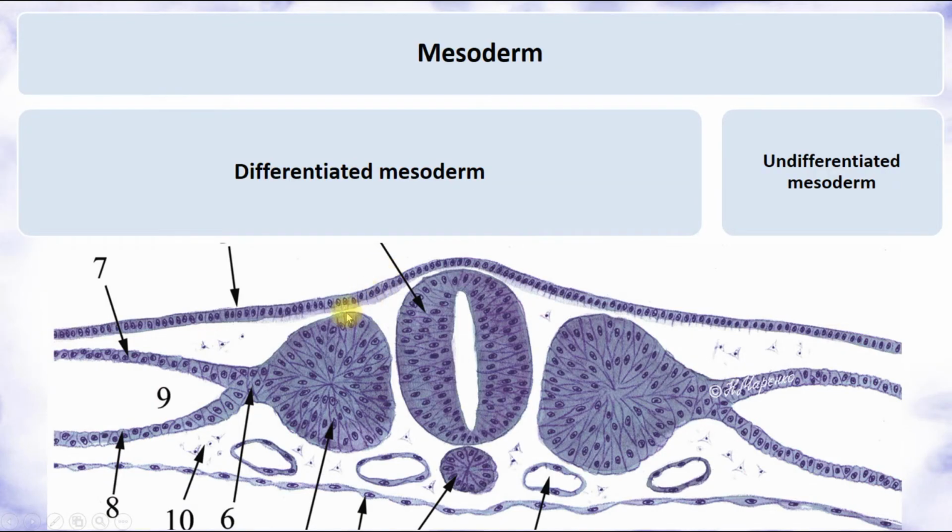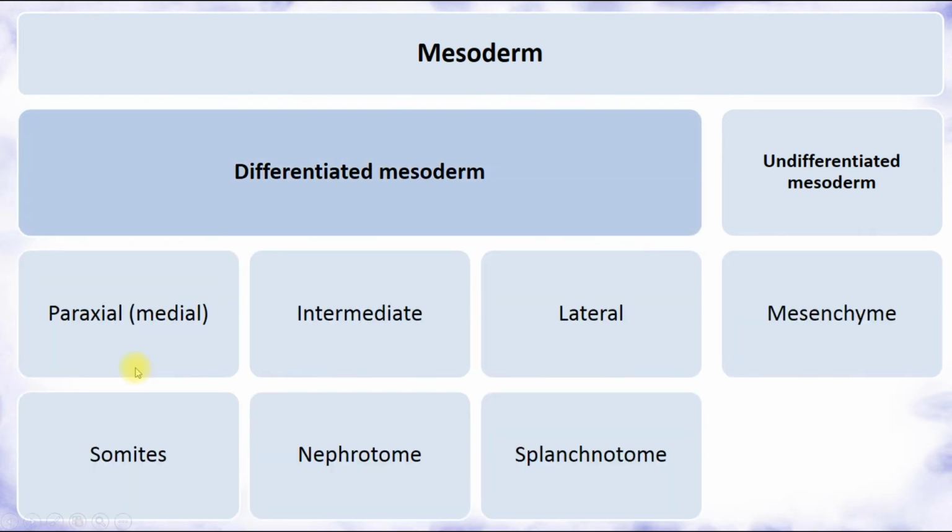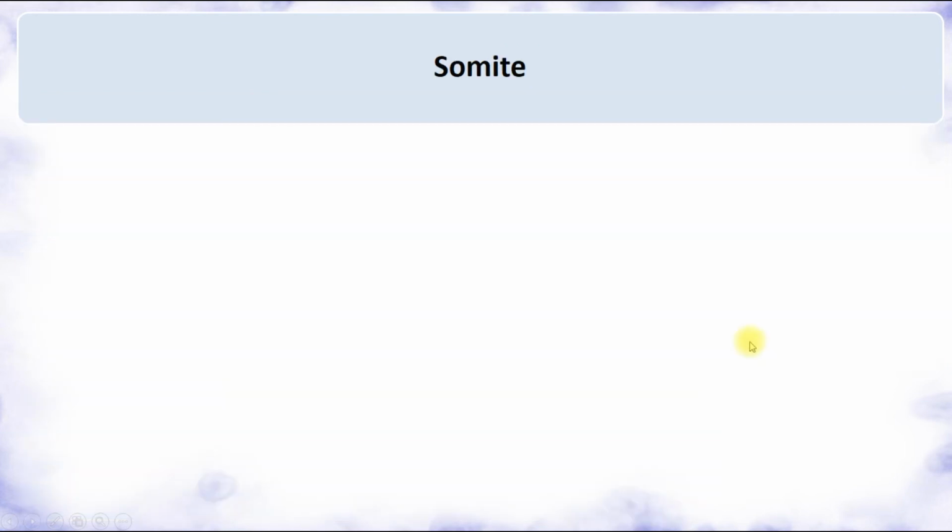So differentiated mesoderm includes somites or paraxial mesoderm, nephrotome, and two layers of splanchnoderm. Here we can see paraxial or medial differentiated mesoderm, intermediate and lateral. Paraxial includes somites, intermediate is nephrotome, and lateral is splanchnoderm. And undifferentiated mesoderm includes mesenchyme. And let's go to somites.